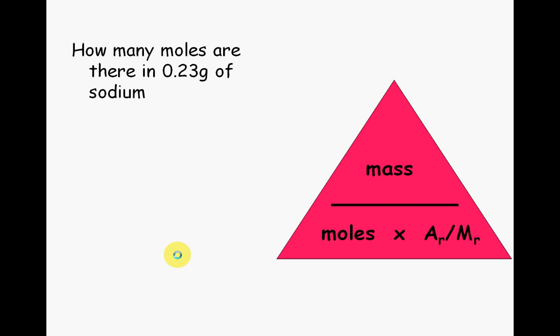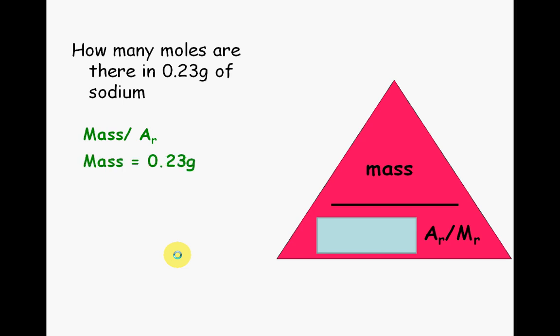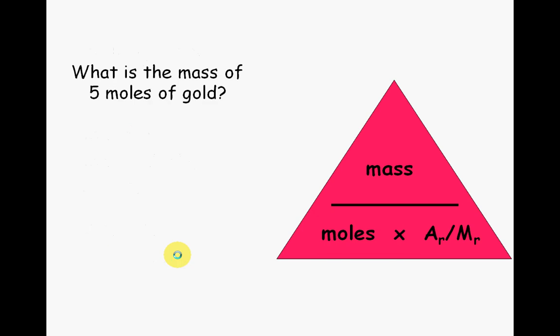So how many moles are there in 0.23 grams of sodium? Put our hand over moles, and the equation is mass divided by Ar. So the mass is 0.23 grams, the Ar is 23. You put it into the equation, and the answer should be 0.01 moles. Right, hopefully you got that right. Let's have a look at the next one.